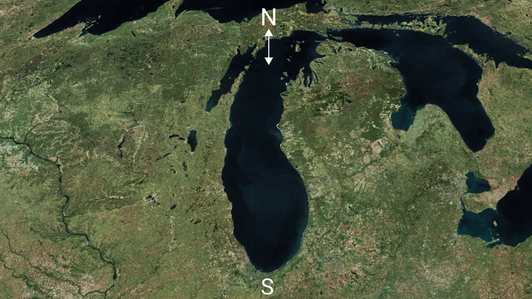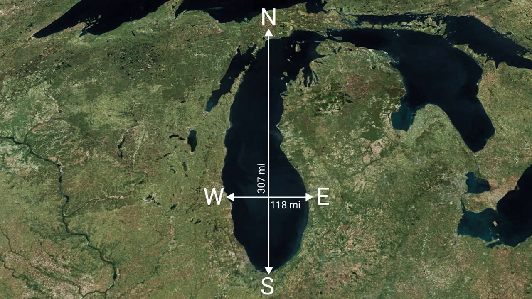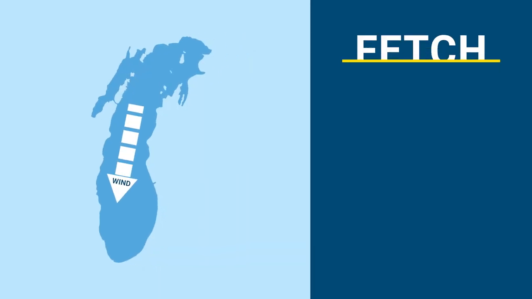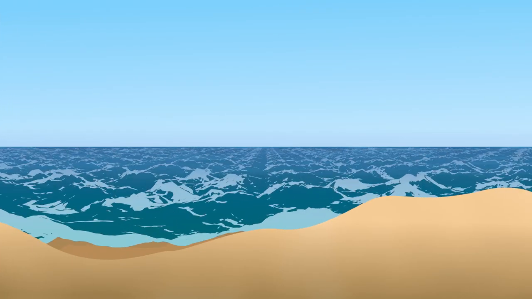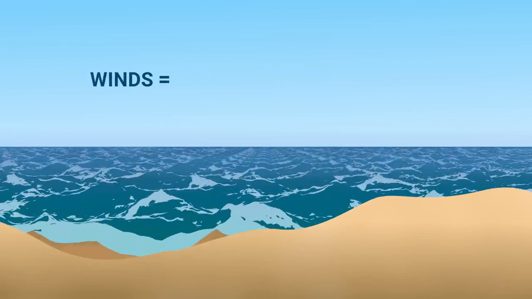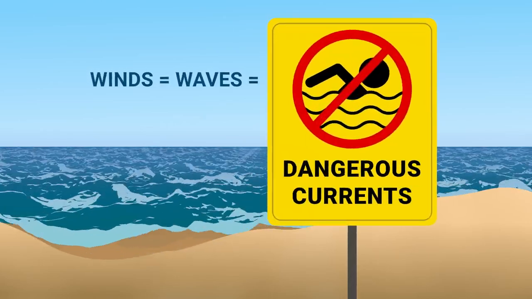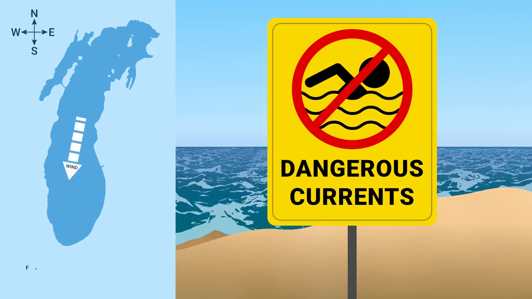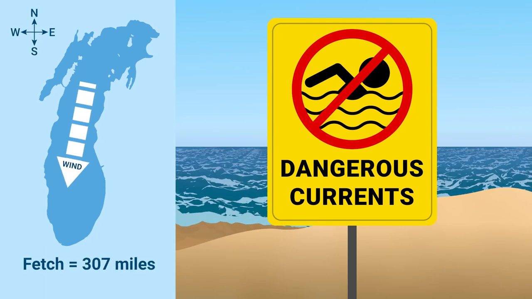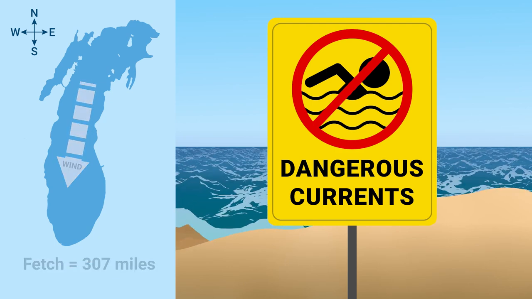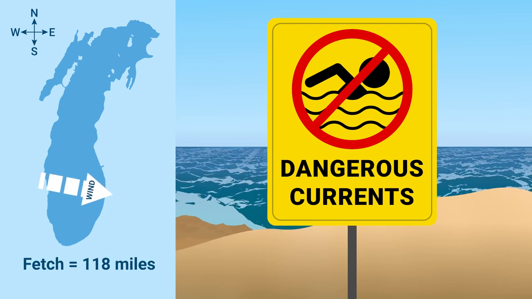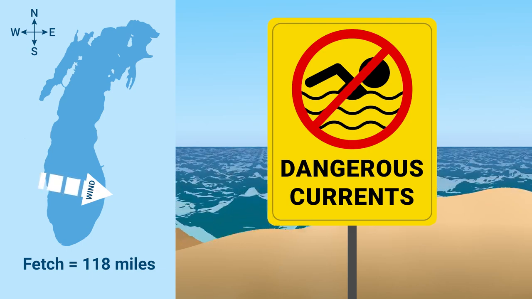From north to south, Lake Michigan is 307 miles long. From east to west, it is 118 miles at its widest point. Fetch is the distance traveled by wind across open water. When you are at the beach, know that winds equal waves, equal dangerous currents. North or south winds fetching 307 miles will create dangerous currents for the entire lake. The same goes for winds fetching 118 miles east to west or west to east.